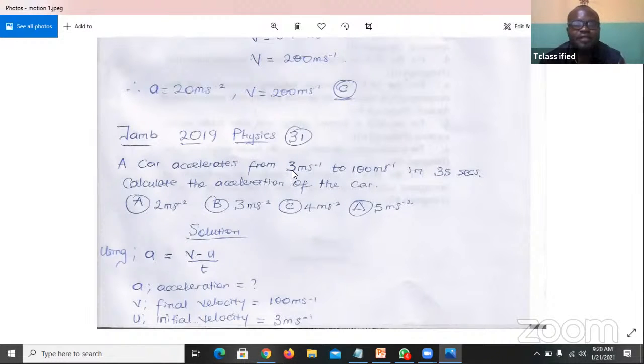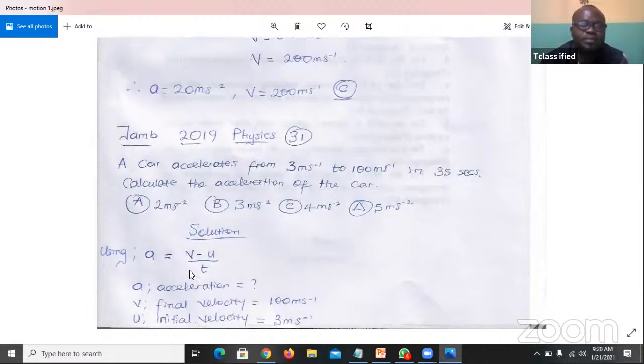So a car accelerates from this to this. So the velocity is moving from this to this. So when you have this change in velocity from this to this, it means that it's actually accelerating, when the velocity quantity is increasing from 3 to 100. Okay. So having this velocity change over this time, what's going to be the acceleration?